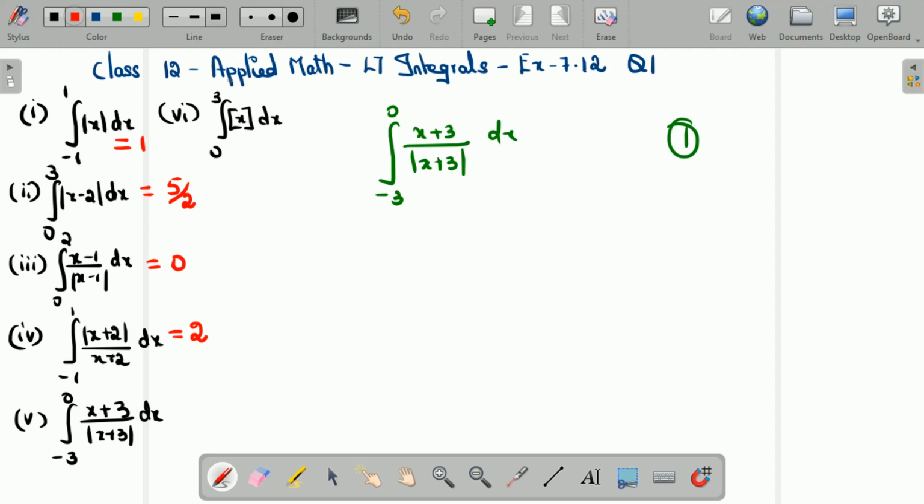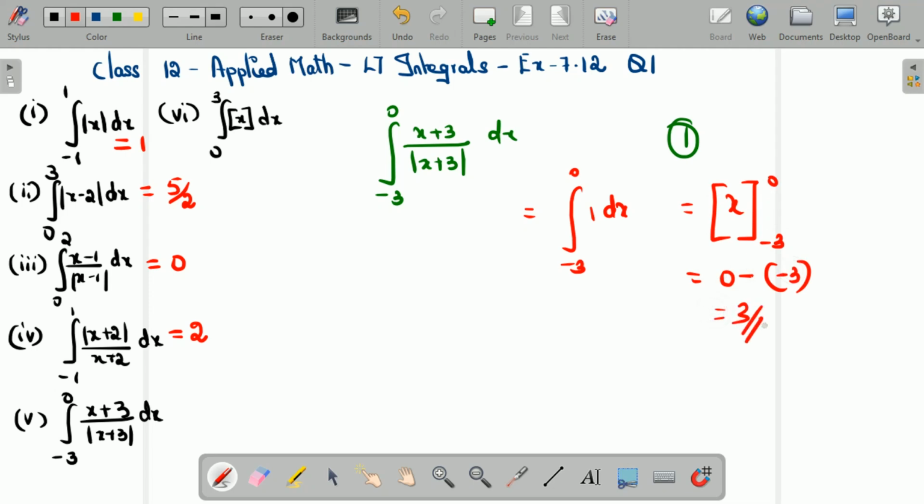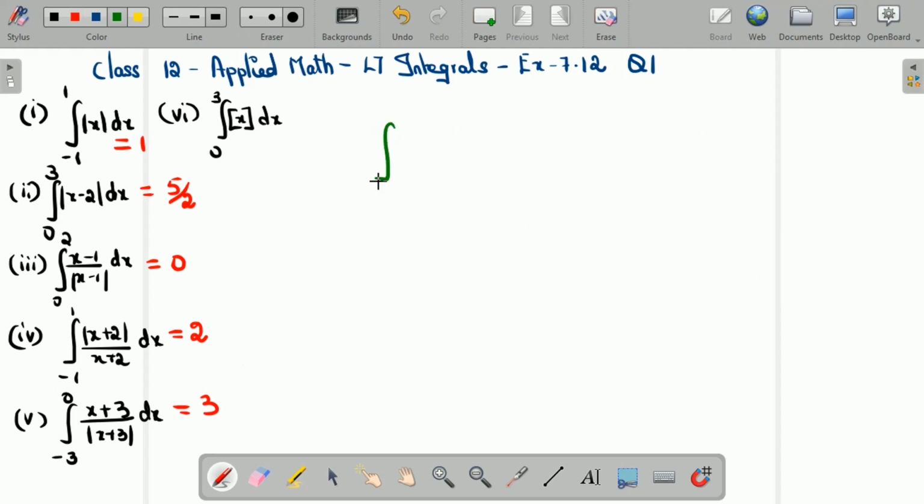So this integration will get modified as integral between minus 3 to 0, 1 dx. So after integration, it is x between the limits minus 3 to 0. So let's apply the upper limit. So it is 0 minus of minus 3. So the answer is going to be 3. So now let's move on to the last one. This is going to be integral 0 to 3 of the greatest integer function of x dx.